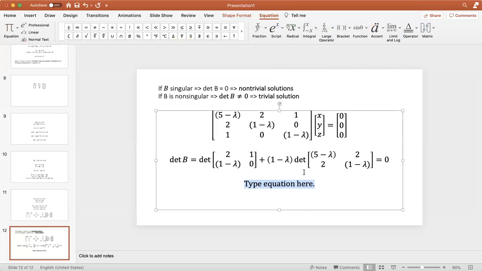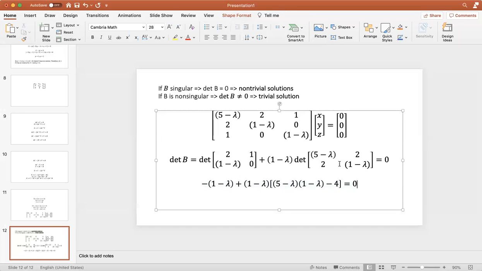So you have the determinant of this matrix. So you have 0, right? 0 minus 1 minus lambda. So that's just 1 minus lambda. Okay. Plus, okay, 1 minus lambda times the determinant of this submatrix. So this is 5 minus lambda times 1 minus lambda minus 4. Okay. And that's equal to, we set it equal to 0.